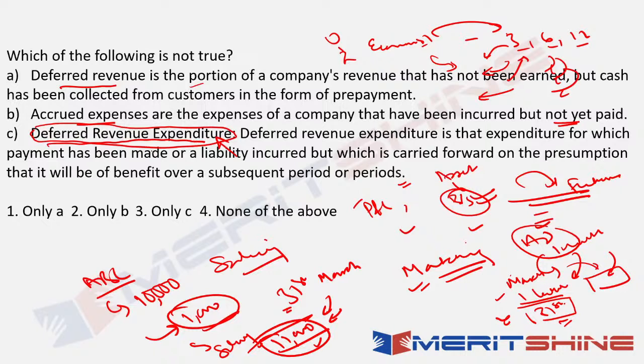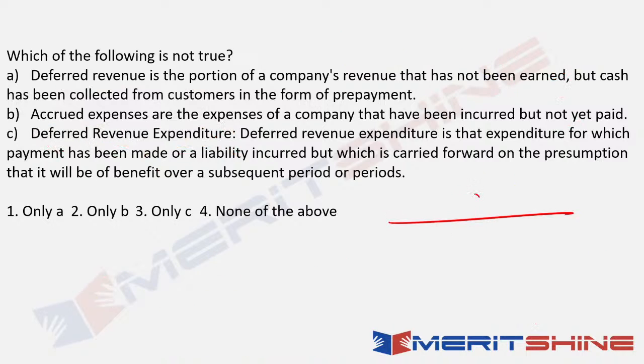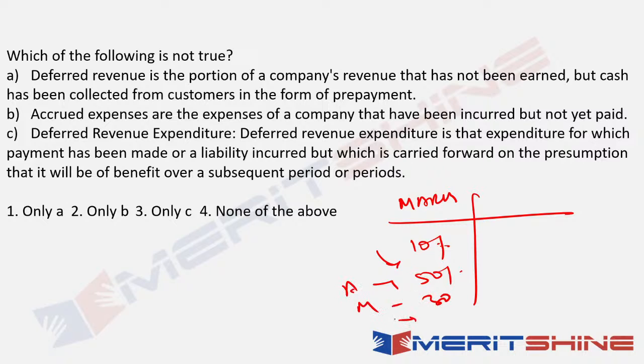And which concept does this match with? That's your matching concept. Why? If I clear this, you will see why it is matching, because in the month of March you had only, say, 10% of the sale. In April, after the impact of this ad, you had 50%. In May you had another 30% of the sale, right? And the rest in June.